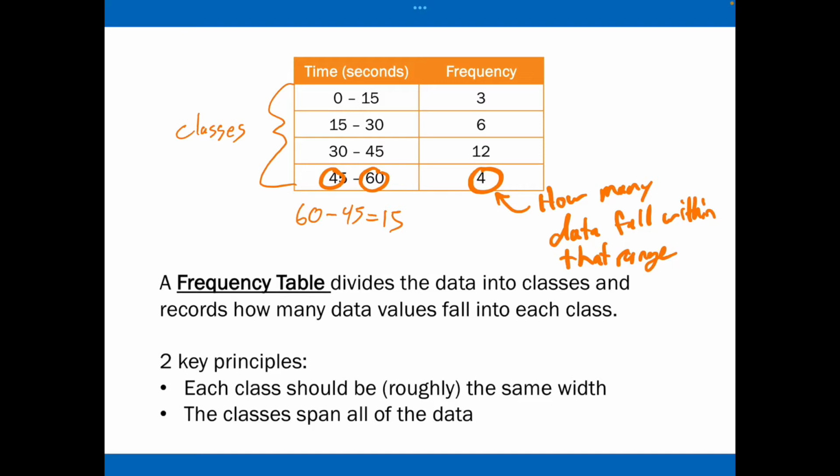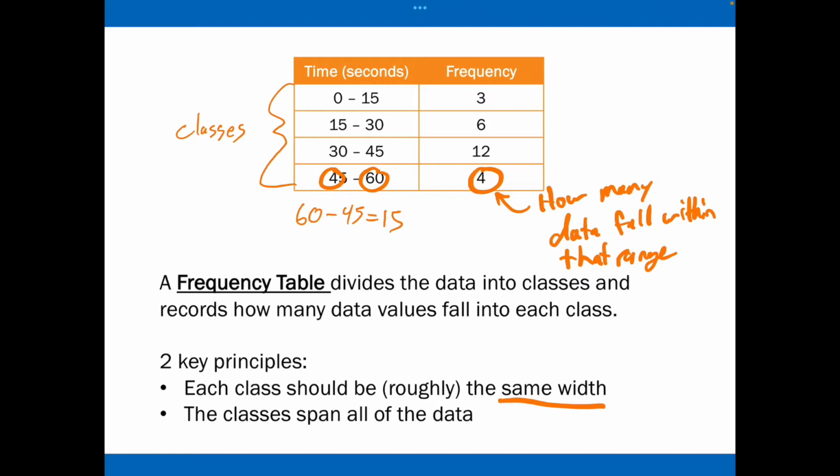The truth is there are lots of different ways to make a frequency table, and it depends upon the scenario and the setting as to some of the nuance. But all good frequency tables share two key principles. The first one is that each class should be roughly the same width. Notice this table follows that pattern.